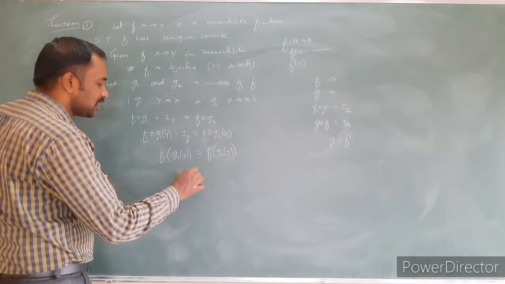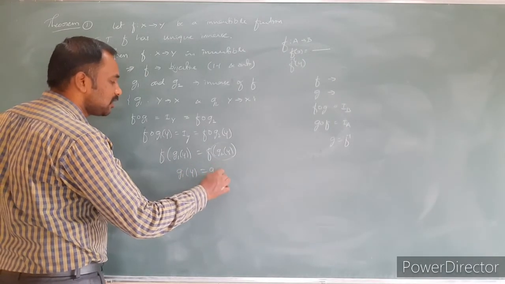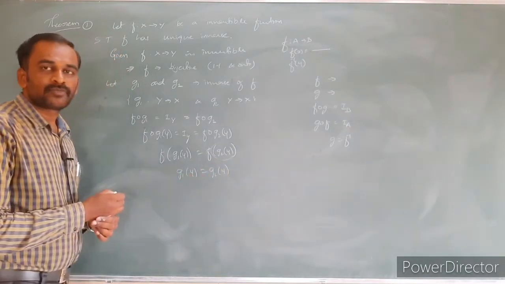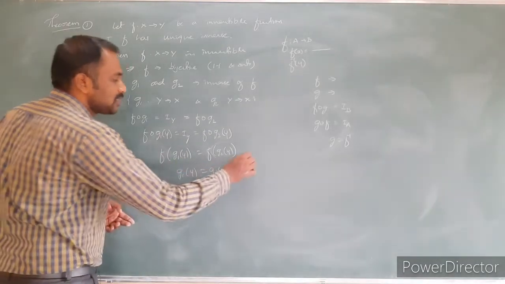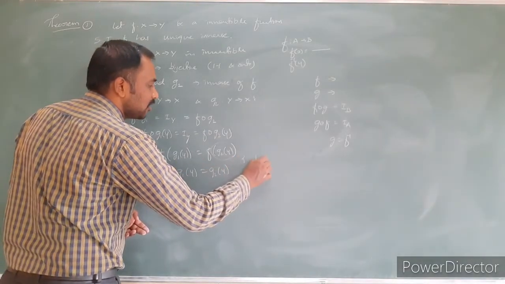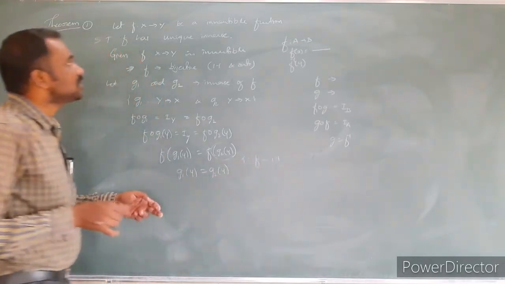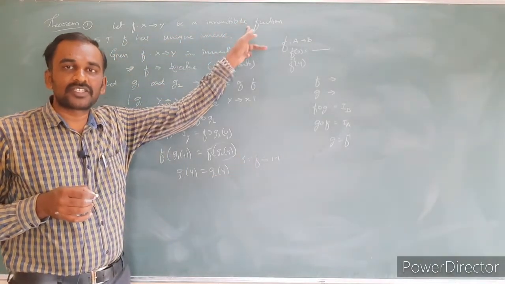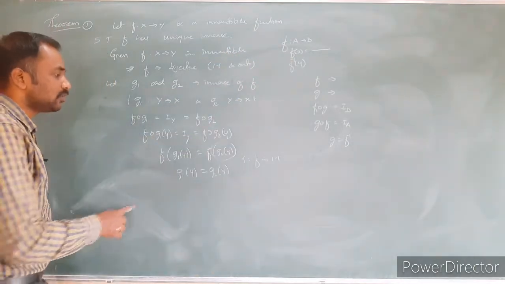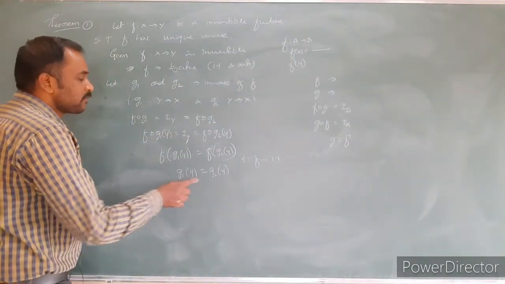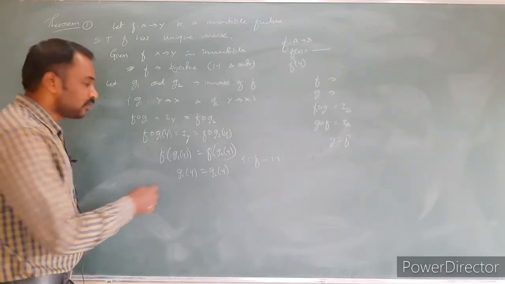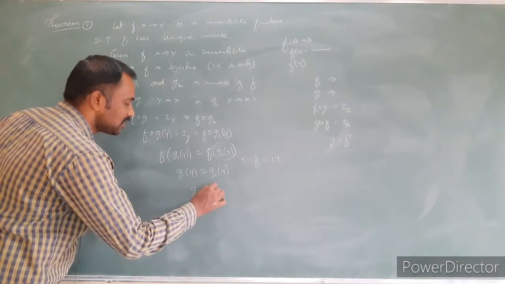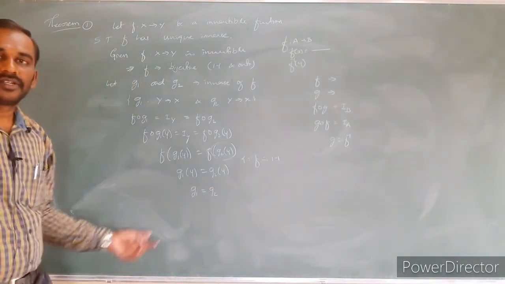Now can I cancel the F and say G1 of Y is equal to G2 of Y? Why is that? Because F is a one-one function. Whether they have given that F is one-one? Yes, because F is invertible. Invertible means bijective. Bijective means one-one and onto. They only gave that. From this, G1 is equal to G2, since Y is the same. So G1 is equal to G2.